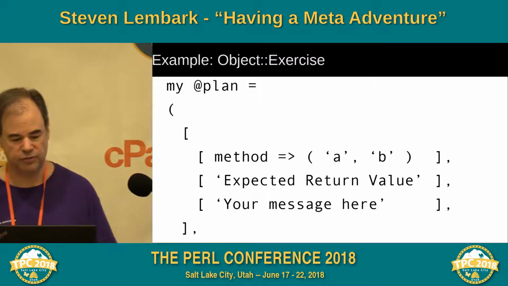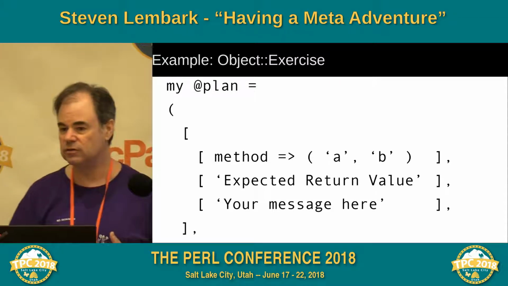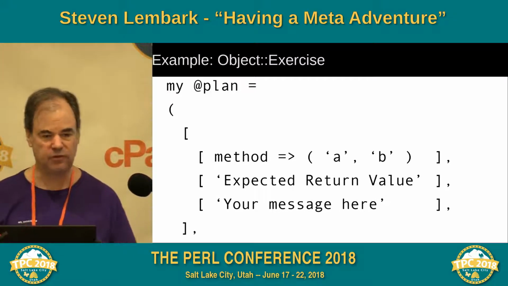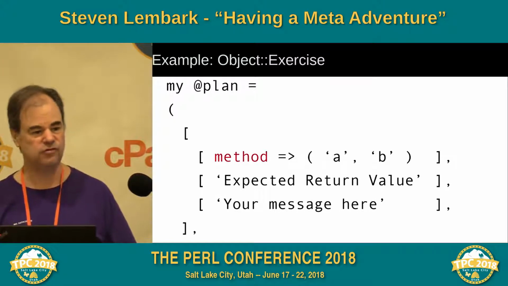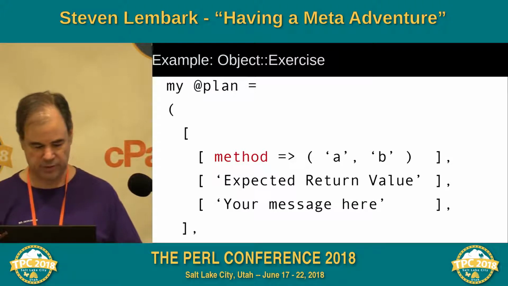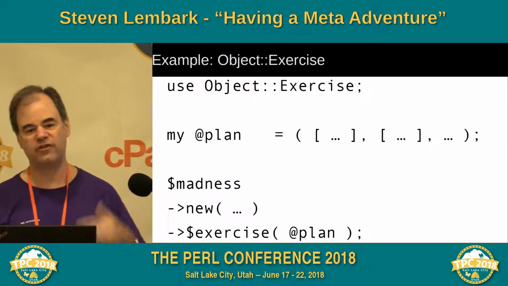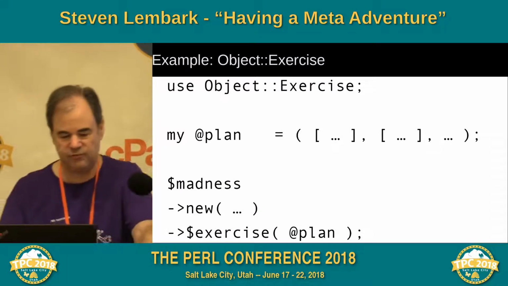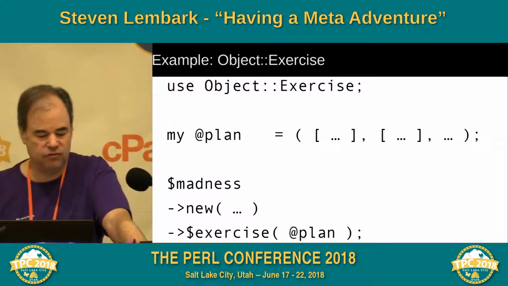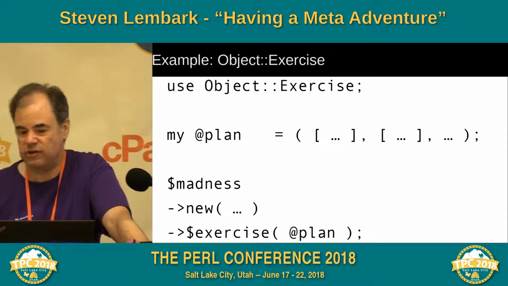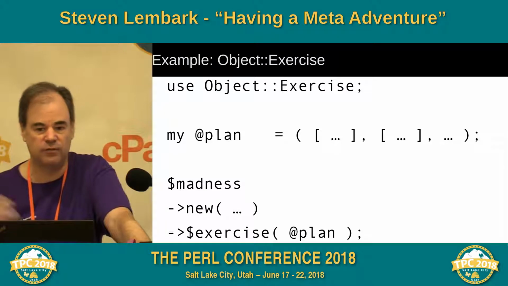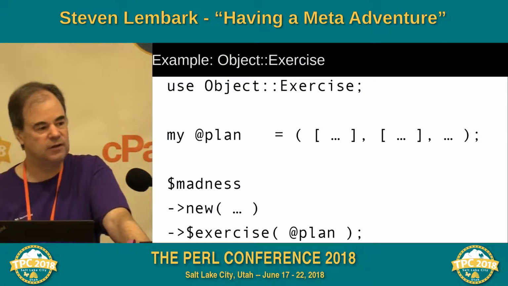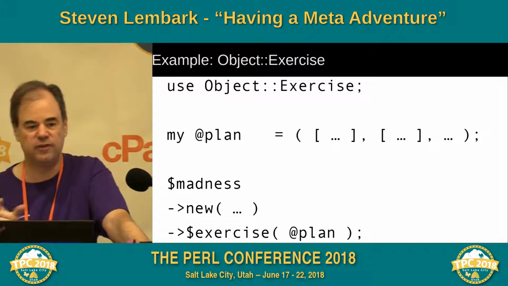So I wrote a module that does that. It takes a data structure and iterates, calling your object with a method and some arguments, compares it to a return, and then displays a message. Because the method is stored as text, I don't need code for it. I can store a flat list, create the object and dispatch it. Actually, I dispatch it into a thing called $exercise that the module exports. And by dispatching into a code ref, I don't collide with any method names that are in the existing module.